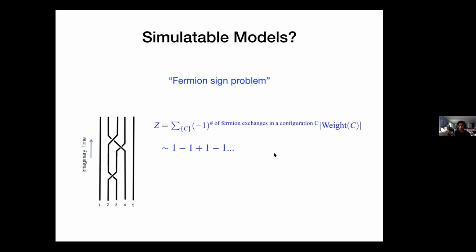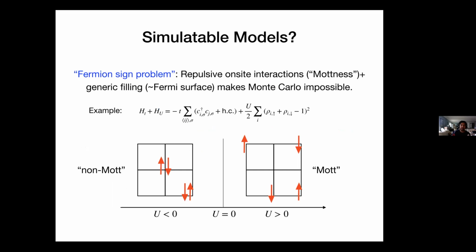So maybe this is too fast, and let me present just a statement without a lot of proof. It's more like a conjecture. Let me put it this way, and I can make it more precise later if you are interested. But let me at least give a flavor of that statement. At least to me, the fermion sign problem is fundamentally about a competition between what I will call Mottness and generic filling. That's the tension. And what do you mean by Mottness?